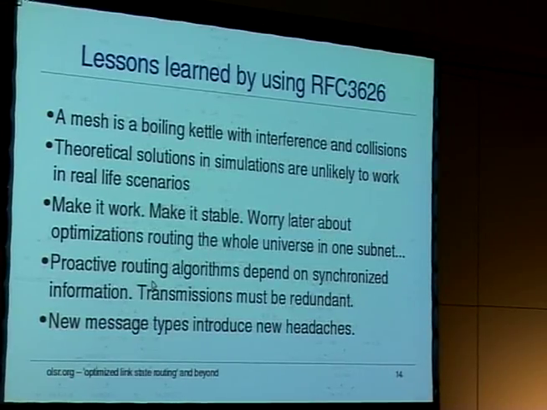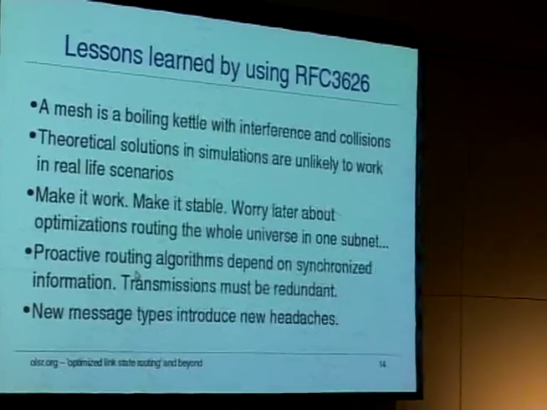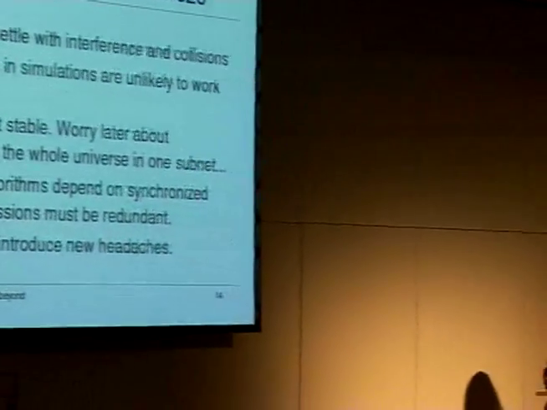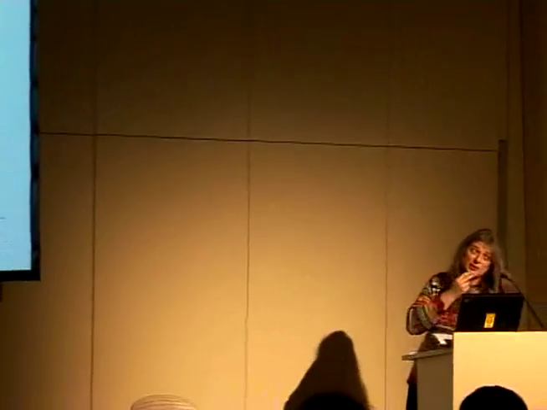What we further learned, theoretical solutions and simulations are unlikely to work in real-life scenarios. I hope that those guys at universities, I'm sorry to insult you, should go away from their network simulators and start real-life tests. And the optimizations, well, I think first we should make it work, then we should make it stable, and later we should worry about routing the whole universe in one subnet.